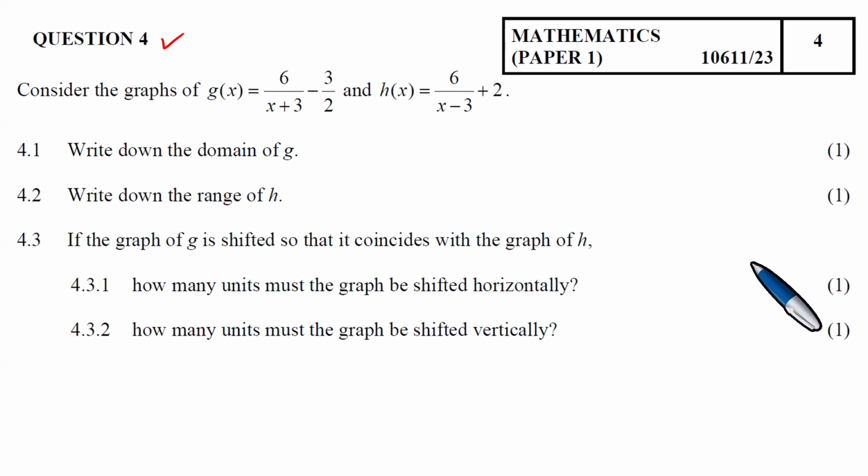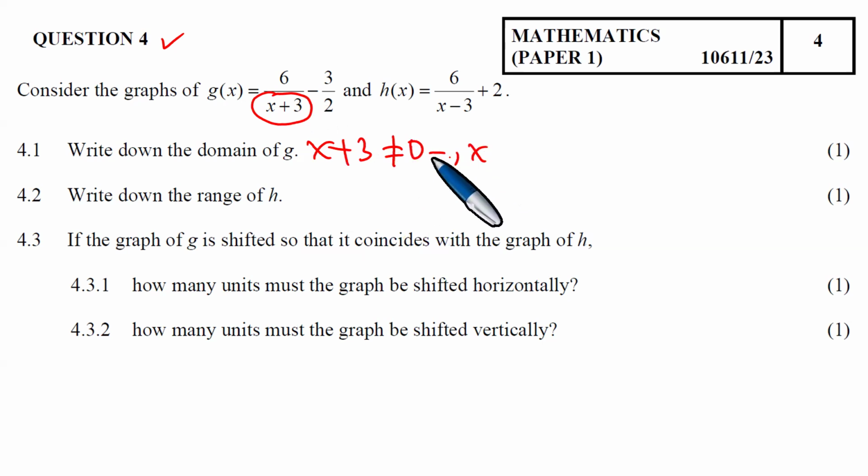How do you find the domain? What do you look for in the domain? Okay, to find the domain, you just look for the denominator. You look for the denominator of this one, and then you just say x plus 3 is not 0. So the domain means that the denominator cannot be equal to 0, and that means that x is not equal to minus 3.